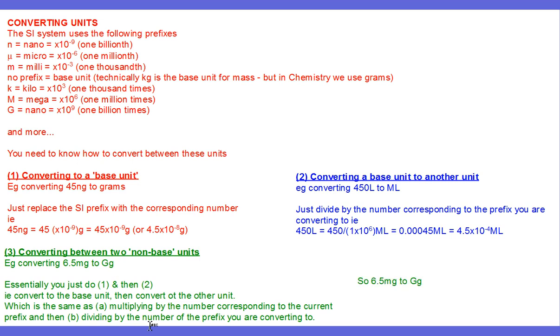So let's do that. 6.5 milligrams to gigagrams: we multiply by the unit we've already got, which is milli, so that's times 10 to the minus 3, but then we divide by the unit we're converting to, which in this case is 10 to the 9. That turns out to be 6.5 times 10 to the minus 12 gigagrams. So 6.5 milligrams is the same as 6.5 times 10 to the minus 12 gigagrams.